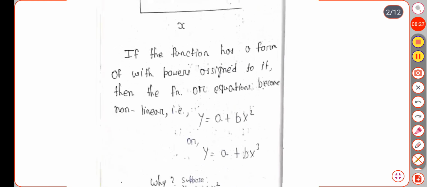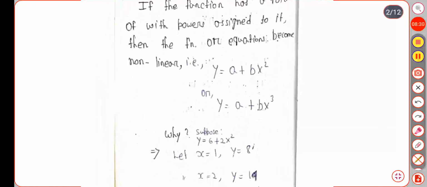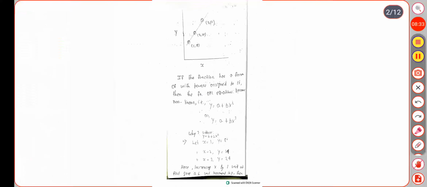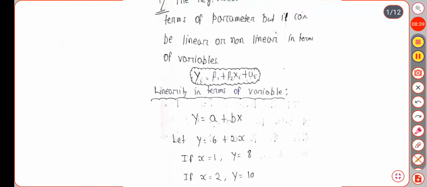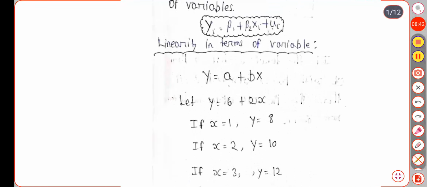Let me give an example here. Suppose, let me go to page 1 at first. Suppose in this case, y equals a plus bx. If you do the partial derivative of this equation with respect to the independent variable x, what will you get? You will get b back, right? And that means you are not getting the independent variable back, right? So whenever you do the partial derivative of the dependent variable with respect to the independent variable and don't get the independent variable back, that means it is linear in terms of variable.